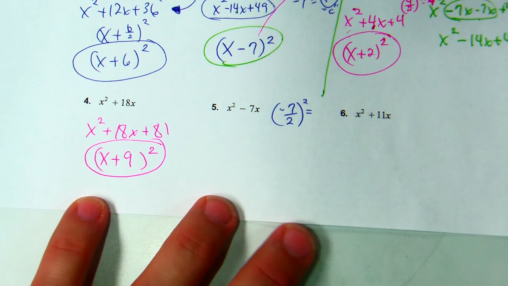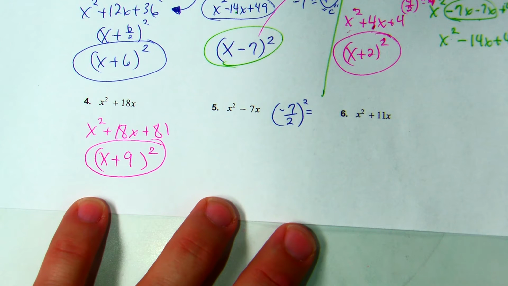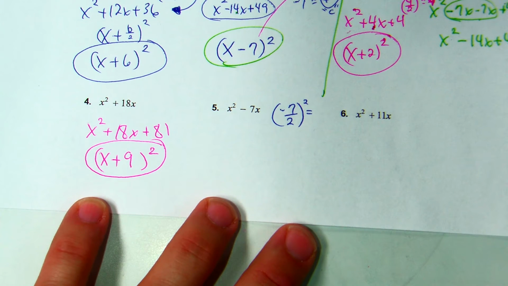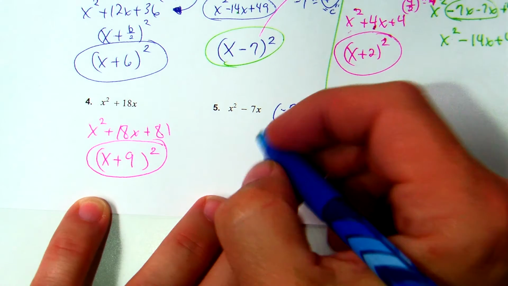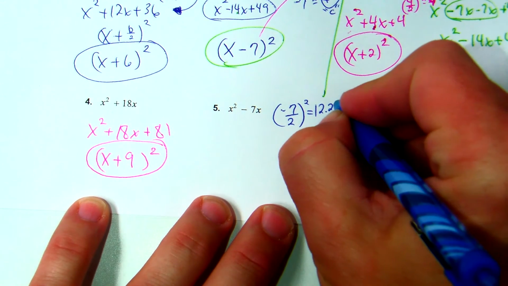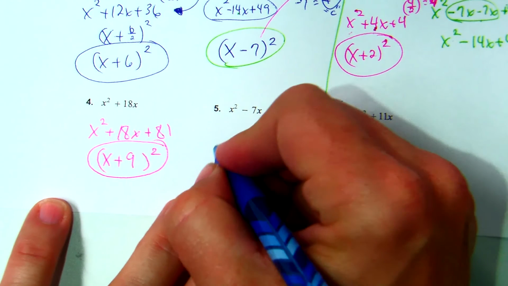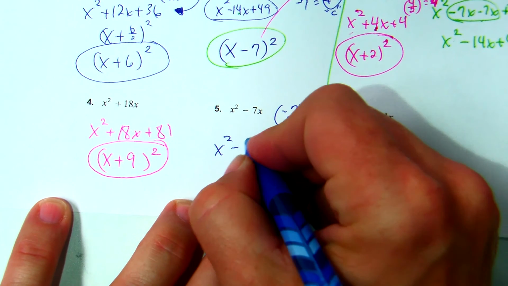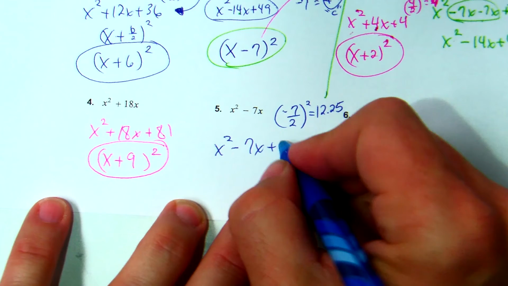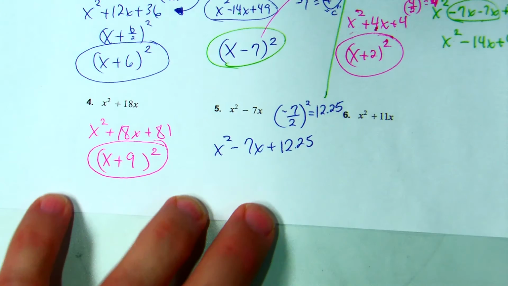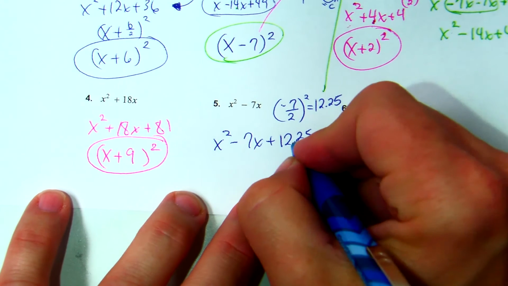And a negative 3.5 squared is going to be what? 12.25. 12.25. So that's my C. So I'm going to have x squared minus 7x plus the C. Okay, that's 12.25 there.